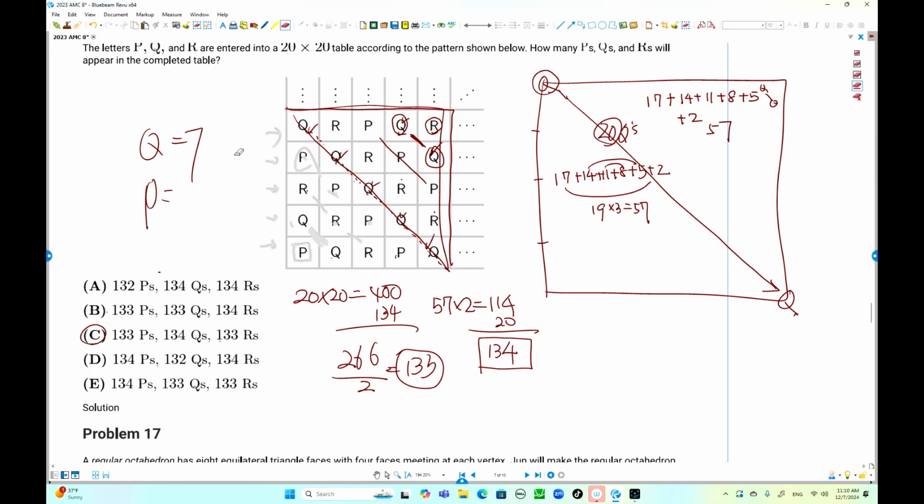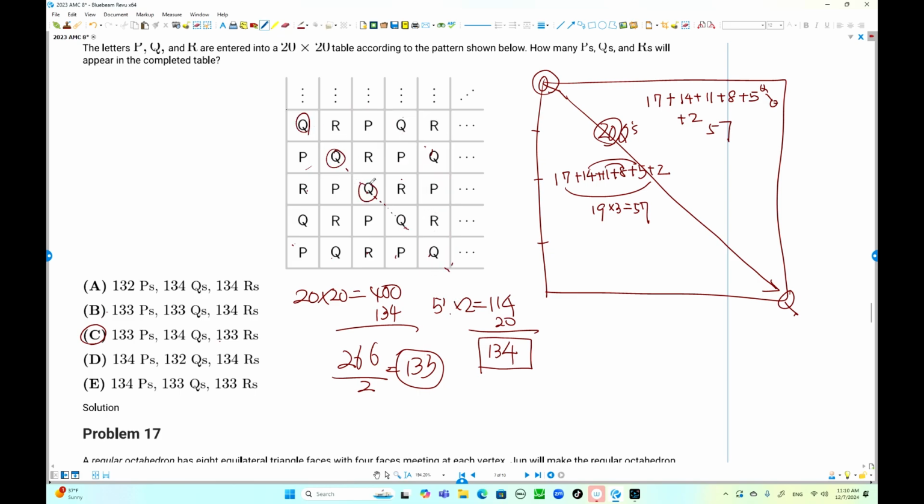Okay. All together, I'm going to count all together, okay? In this case, Q is how many there? 1, 2, 3, 4, 5, 6, 7, 8, 9. Q is 9. What about R? 1, 2, 3, 4, 5, 6, 7, 8.